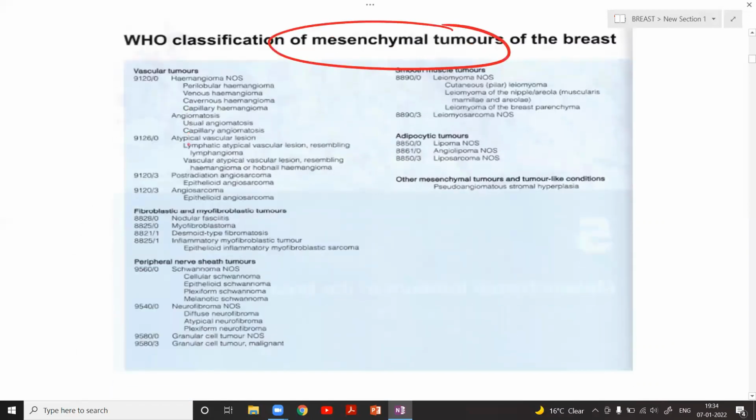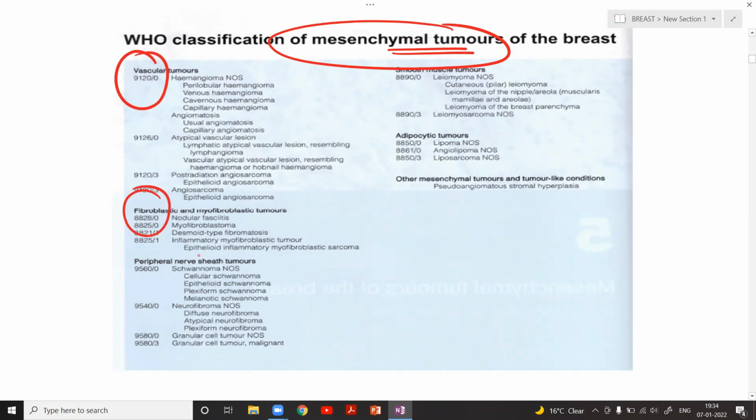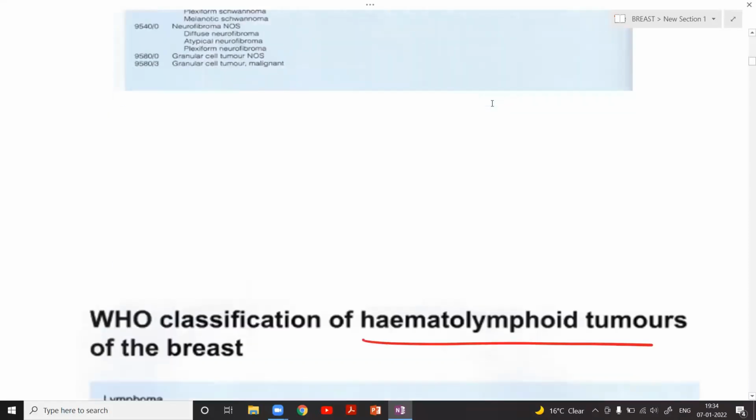And just like any other tumor in any other part of our body, there's a classification of the mesenchymal tumors of the breast. So the breast also has connective tissue, and tumors can also arise. For example, certain vascular tumors, fibroblastic and myofibroblastic tumors, peripheral nerve sheath tumors like neurofibromas, schwannomas, granular cell tumor, smooth muscle tumors like leiomyoma, leiomyosarcoma, adipocytic tumors, all of them can arise from the breast mesenchymal tissue as well. So this is the basic WHO classification of the breast tumors.